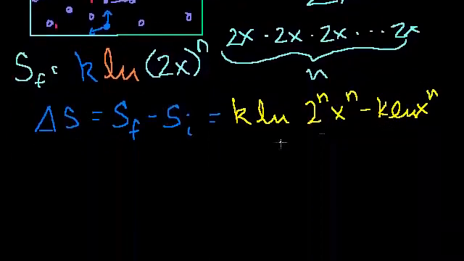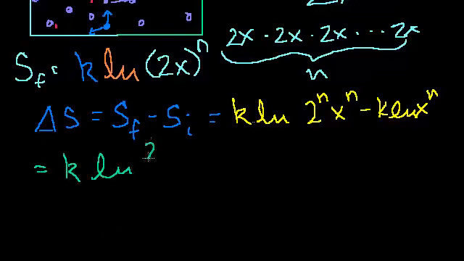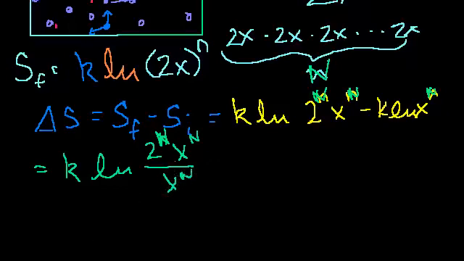Now we can use our logarithm properties to say, well, you take the logarithm of a minus the logarithm of b, you can just divide them. So this is equal to k, you could factor that out, times the logarithm of 2 to the N times x to the N divided by x to the N. This is uppercase N. I don't want to get confused with moles. Uppercase N is the number of particles we actually have. These two cancel out. So our change in S is equal to k times the natural log of 2 to the N.